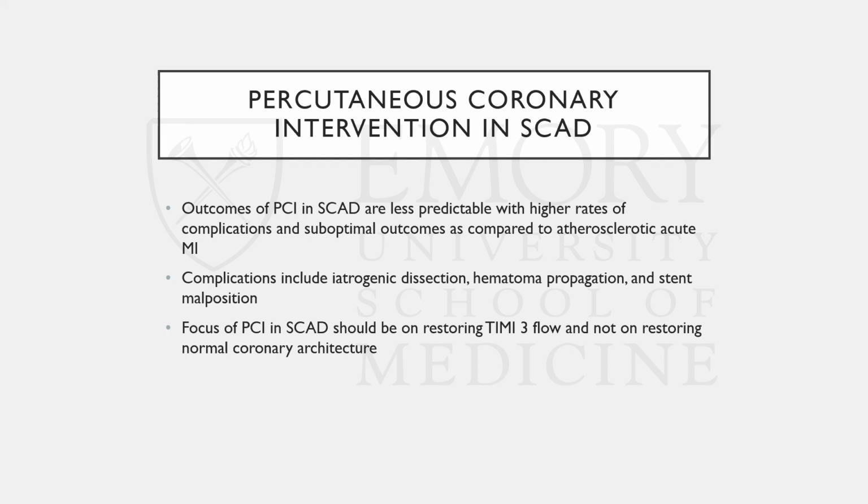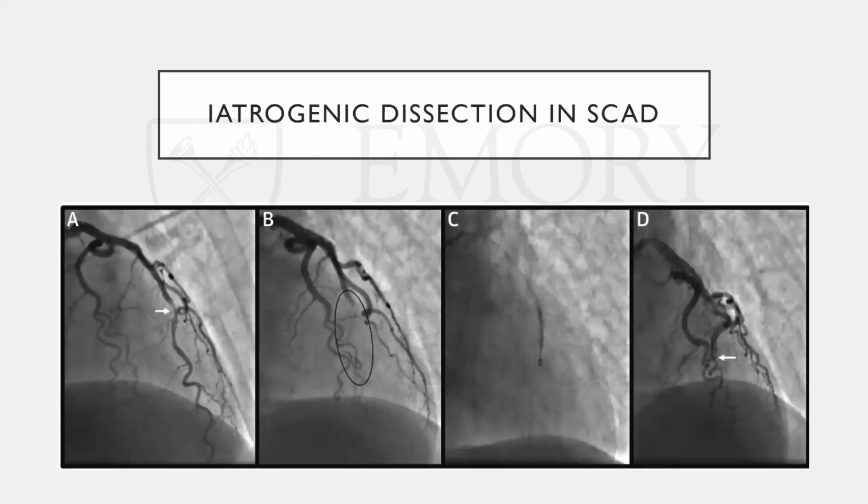For PCI in SCAD, the current guideline is to focus on restoring TIMI 3 flow and not on restoring normal coronary architecture. The take-home message is that overall, PCI of SCAD lesions has elevated failure rates, with some lesions requiring subsequent CABG. And here we'll go through some complications of PCI in SCAD.